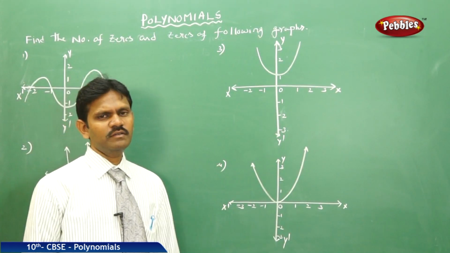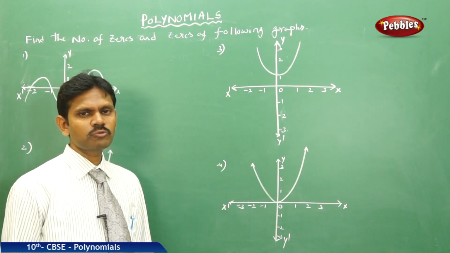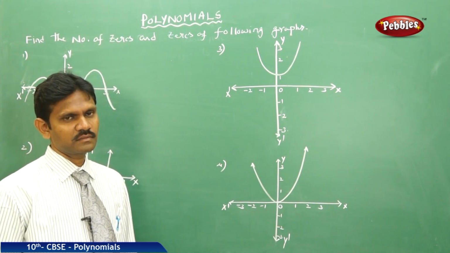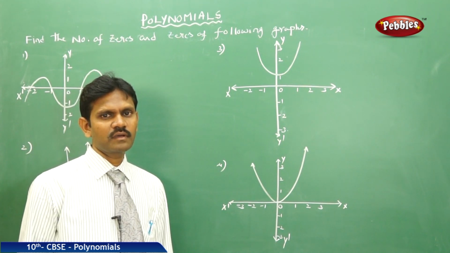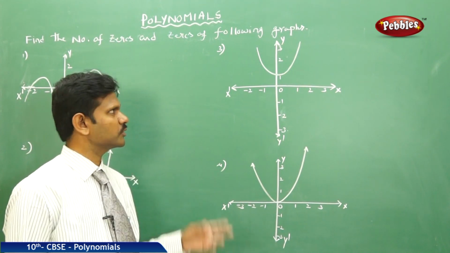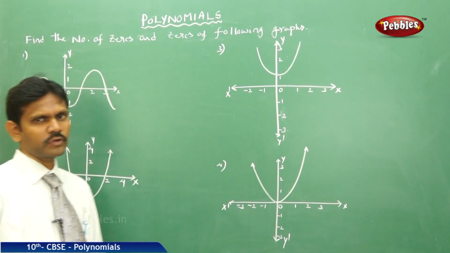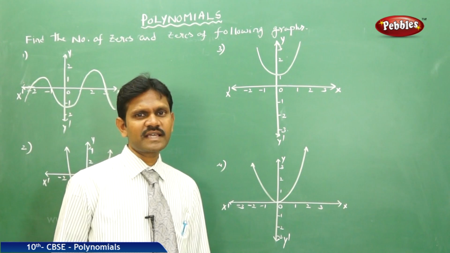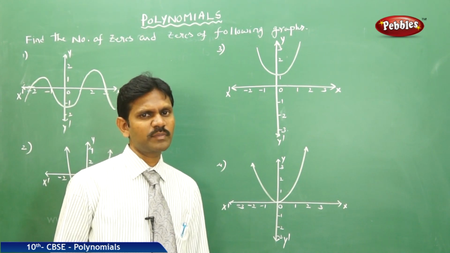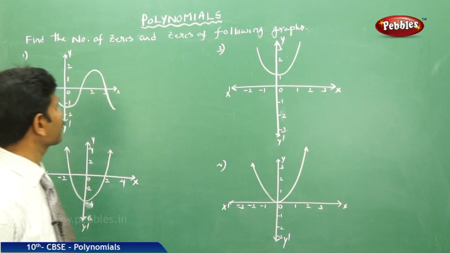Next, graph of the function y is equal to f of x is a graph. How to find the zeros of a polynomial by using the graph? Let us see 4 examples here. The graph at which it touches the x-axis is called a zero, and how to find the number of zeros, also we can see very clearly.